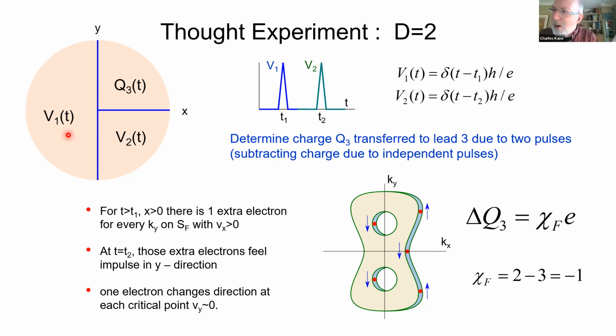And of course, I don't really want to do this subtraction. The way to do that is to do this in the frequency domain. If I apply this at a frequency omega and this at a frequency omega one and omega two, then if I measure at omega one, I'll get the result of the first experiment. If I measure at omega two, I'll get the result of the second experiment. If I measure at omega one plus omega two, then I get the disconnected piece.